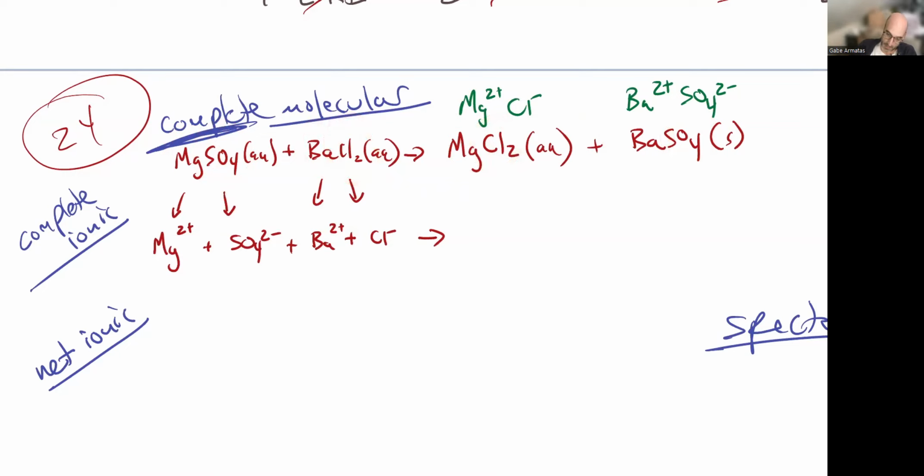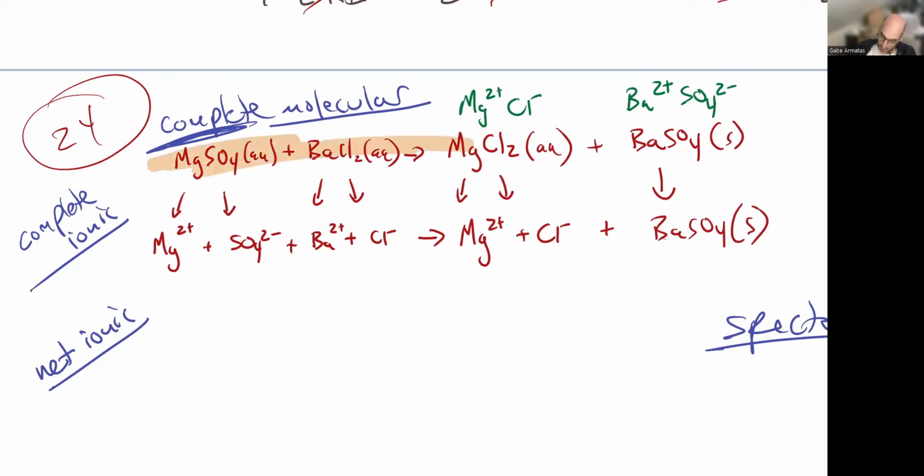This is already balanced. So because this is balanced, now I'm just going to say anything that's aqueous gets rewritten as its ions for the complete ionic. So magnesium plus chloride. I don't need to write 2 chlorides, you certainly could. And anything that is not aqueous just gets rewritten as itself. So barium sulfate, I will indicate that this is a solid. So this is my complete molecular. If it asked for a complete molecular, this would be your answer.